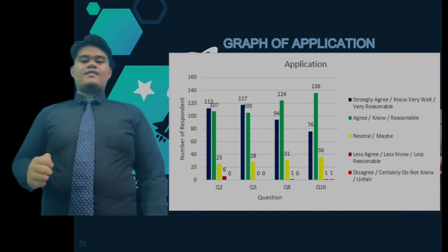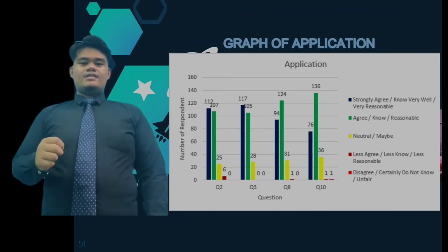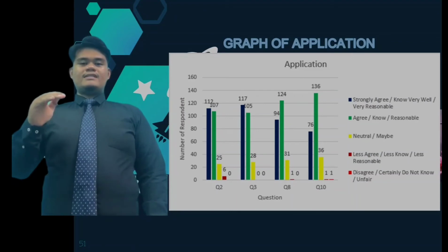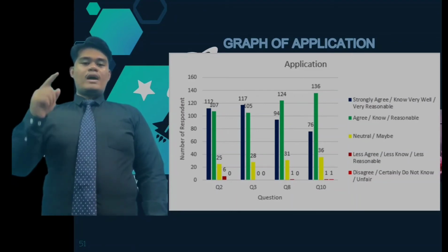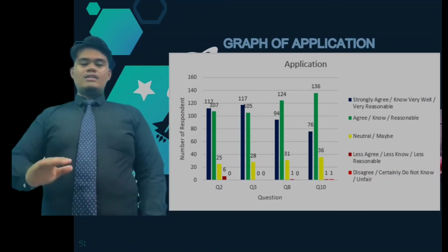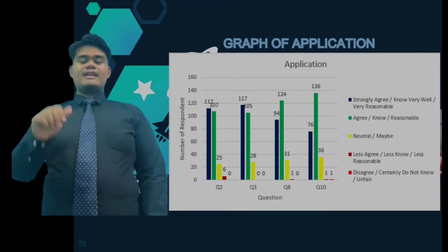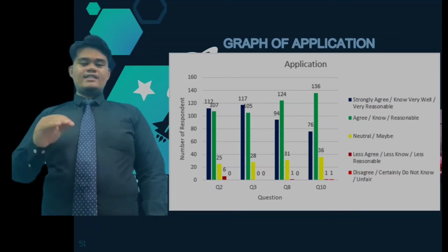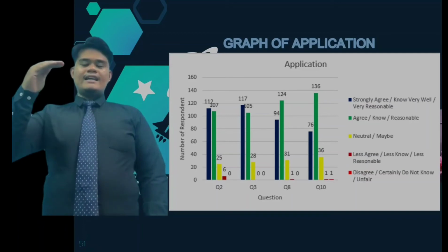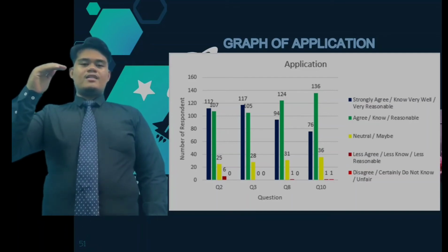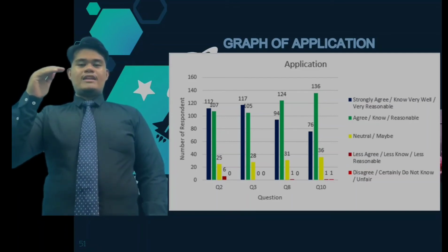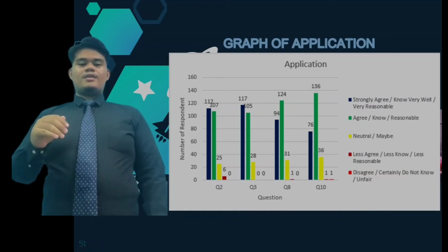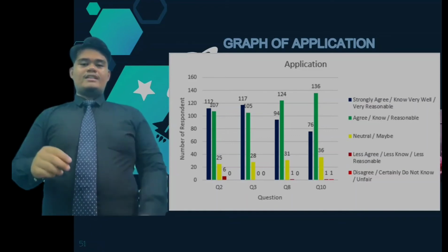So this is the graph for application. For the first question, the highest number of respondents who selected strongly agree was 112, and the lowest who responded less agree was 6. For the second question, the highest number who selected strongly agree was 117, and the lowest who responded neutral was 28.